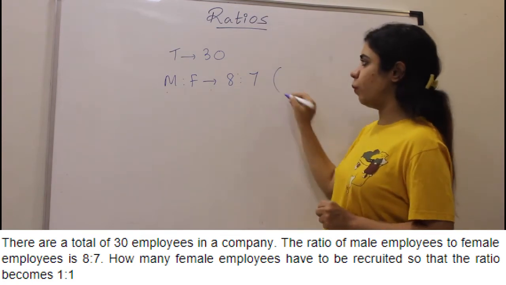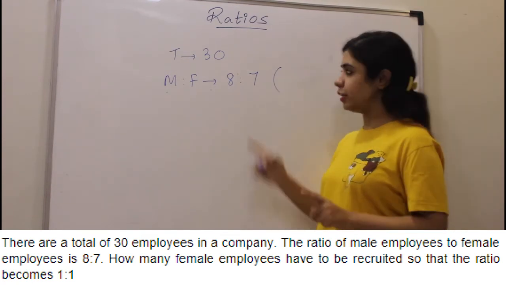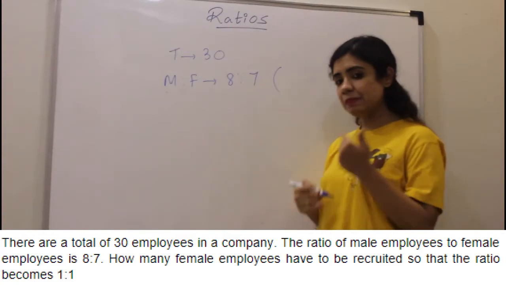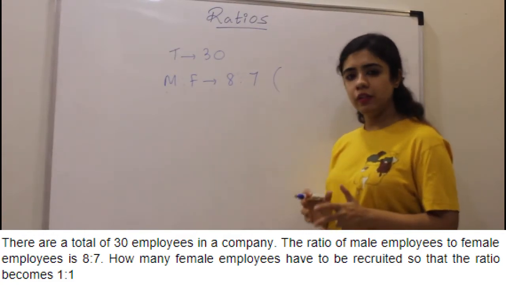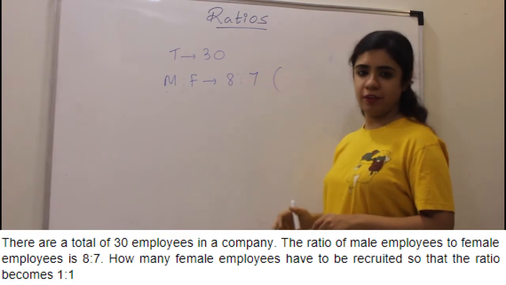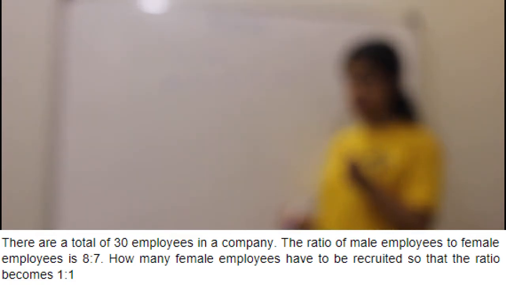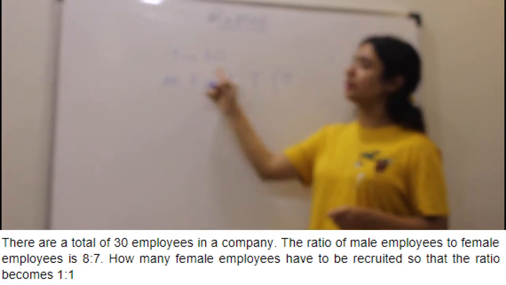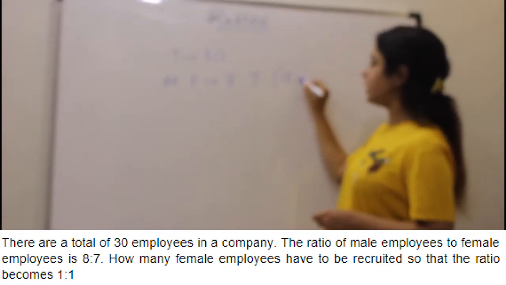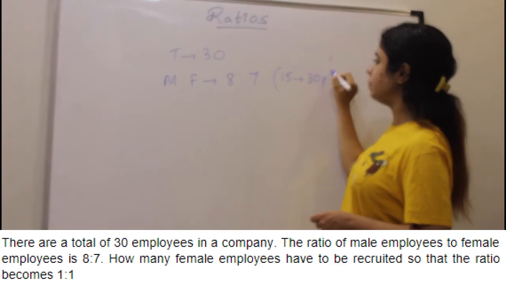Understand. Look, as per the ratio 8 is to 7, what is the total? The total is 8 plus 7. So 8 plus 7 is 15. Correct? The total is 15. But actually, the total is 30 people. So 15 actually means 30 people.